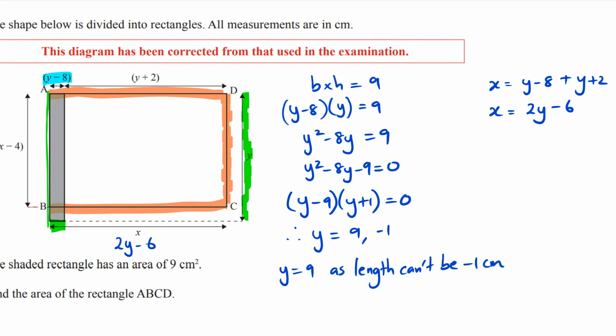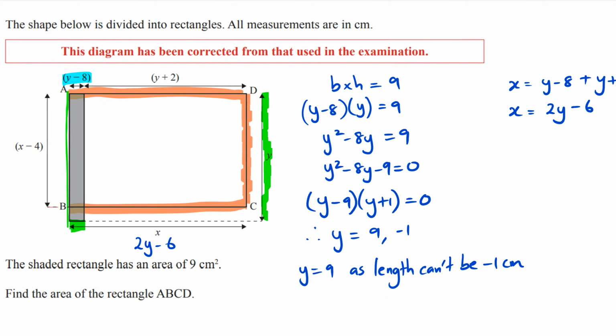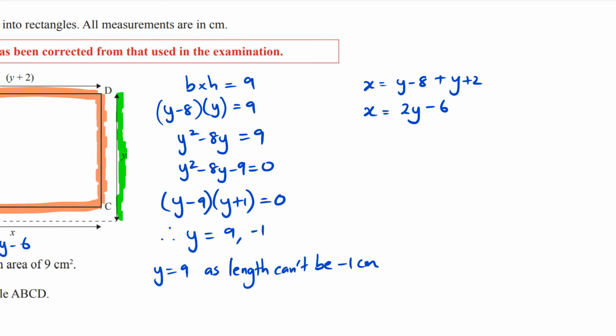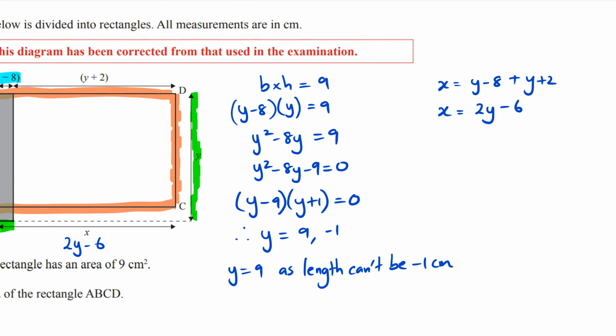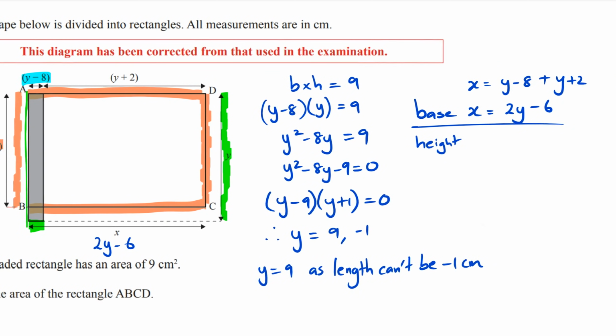Now we need to find that height of this orange rectangle. And the height of that orange rectangle is actually equal to x minus 4. All right. So we've got x in terms, so hang on, let me just go back and put this. So this is for the base right now. Now we're going to work out what the height is. Now the height is actually x minus 4.